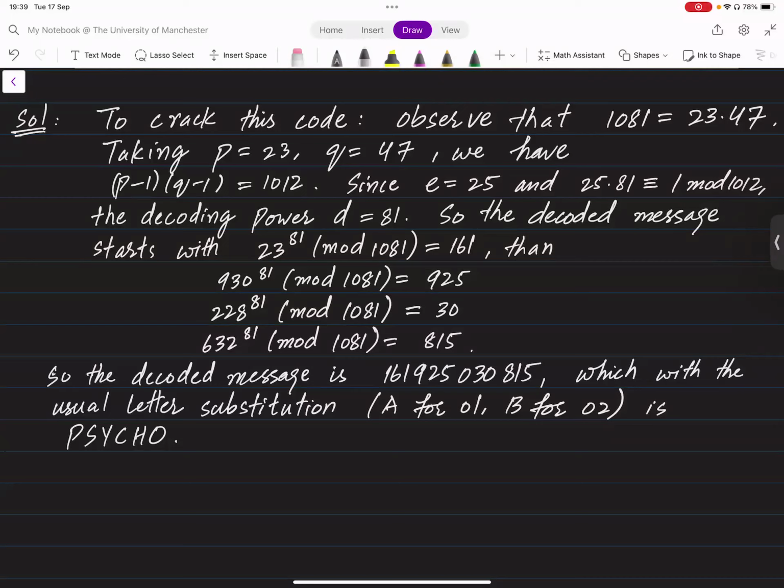decoding numbers. Okay, perfect. So we will end this exercise part here.